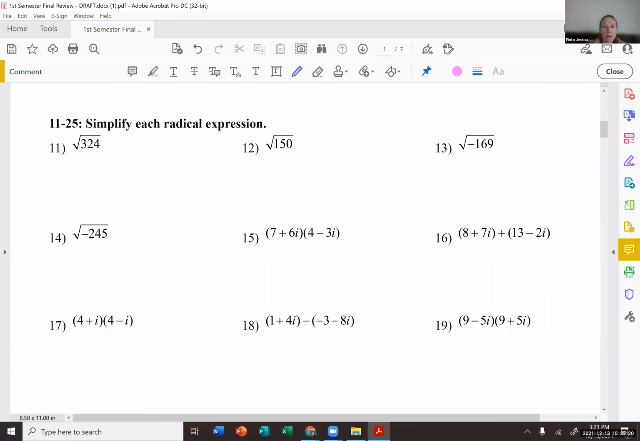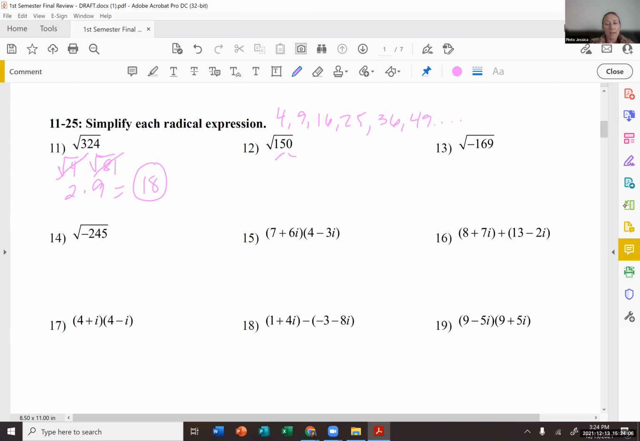Okay, so simplifying the radical expressions, we're going to look for our square numbers as factors. Those are 4, 9, 16, 25, 36, 49, you know, those numbers. And when one of them simplifies, make sure to take it out of the radical. So 324, that's going to be 4 times 81. And these will both actually simplify. The square root of 4 is 2 times the square root of 81 is 9. So this is 18.